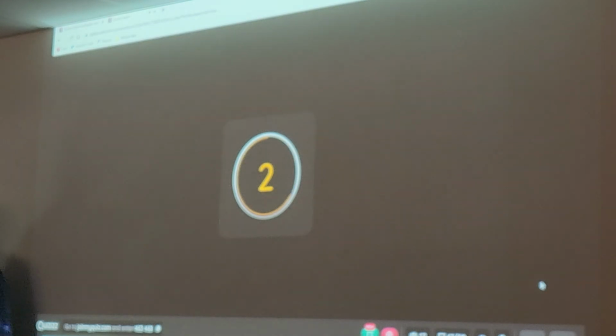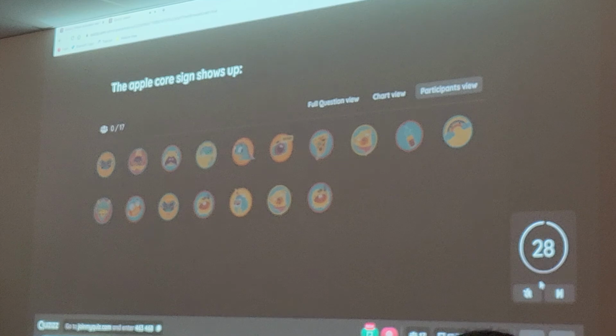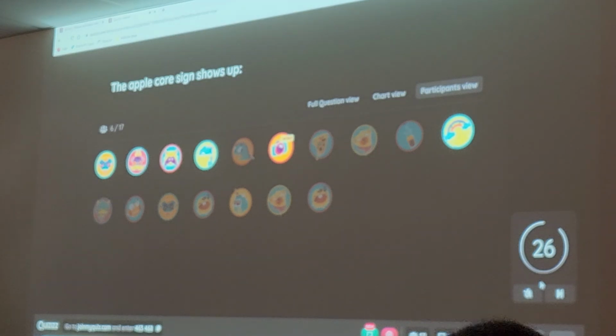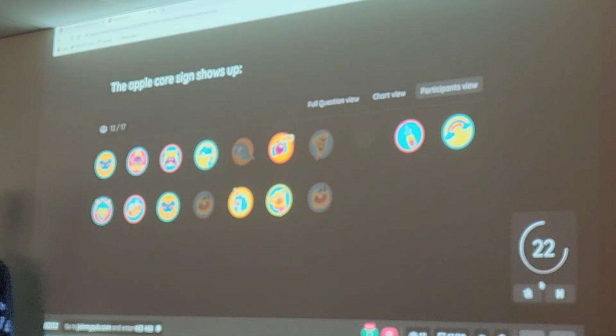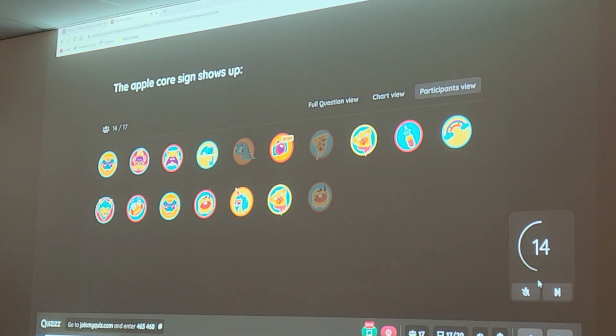Great, almost done. Few more questions. The apple core sign shows up where? Where do we see the apple core sign? Do you remember which chapter this was in? That should give you a big hint.